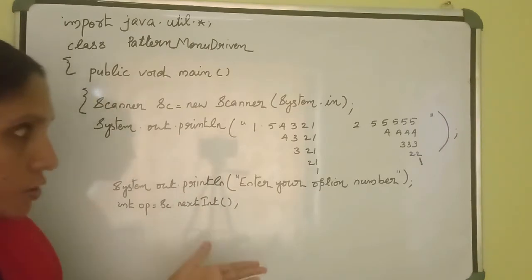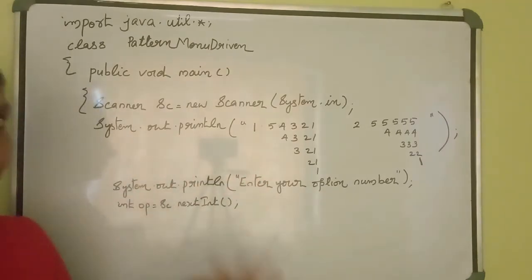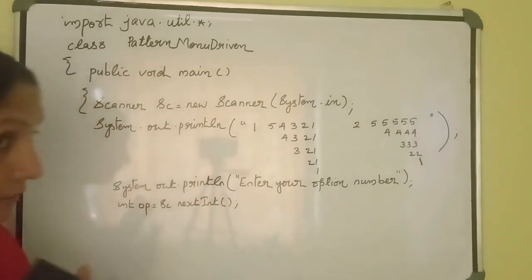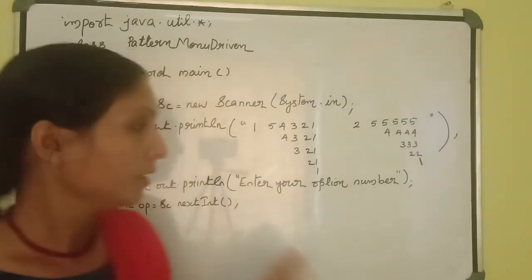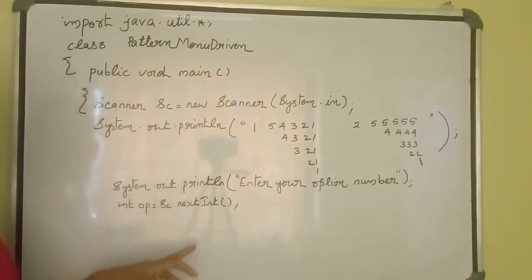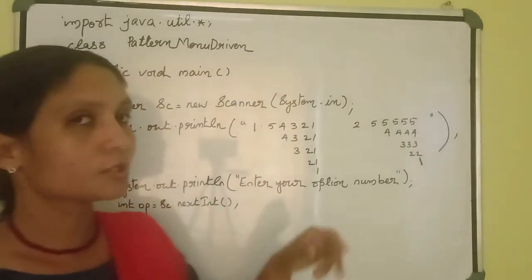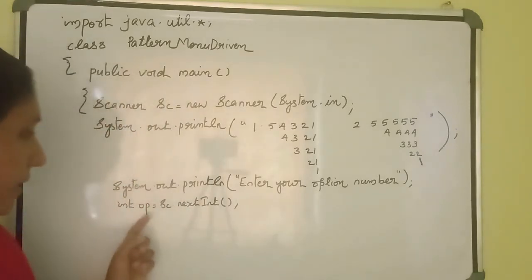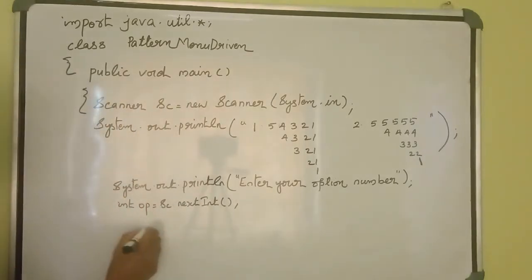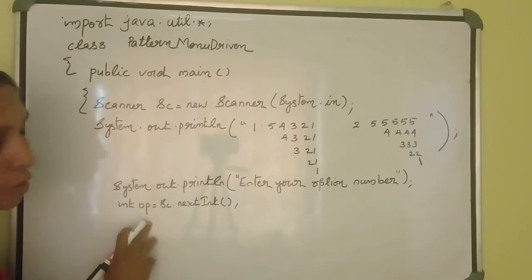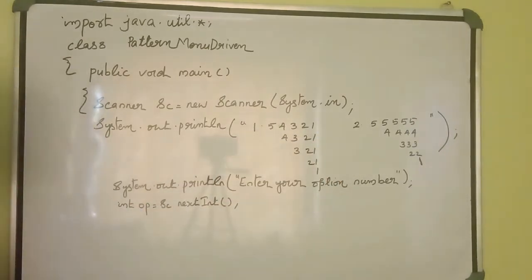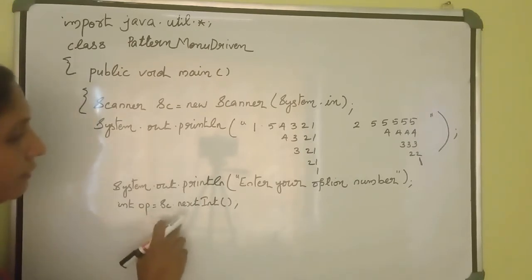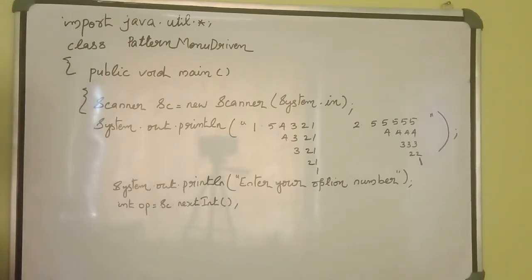I think you all understood this one. Otherwise, you can just print 1, 2 that way also. Then we need to read the option number from the user. How can you read? You give a message like System.out.println enter your option number. Then the variable name is op and the data type is int, because 1, 2 are the option numbers. Then we can read it using the nextInt function.